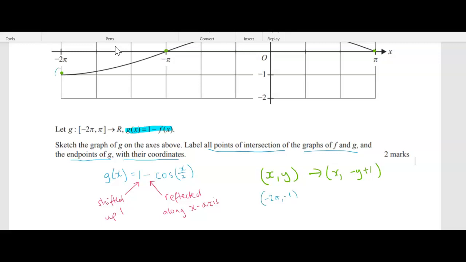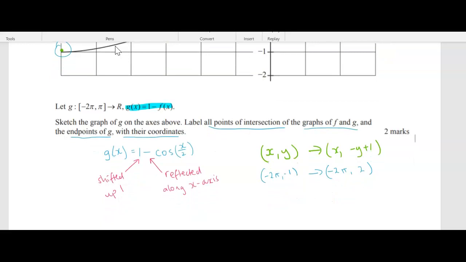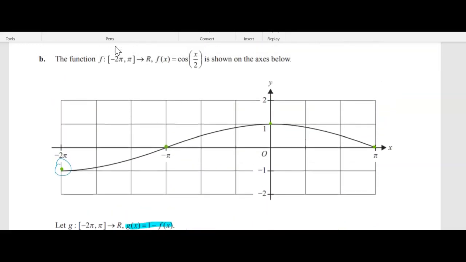All right, so I'm looking at this first point here. So that now becomes, your x stays the same, so it's still going to be negative 2 pi, but the y we multiply by negative 1. So negative 1 times negative 1 is 1, and then we add 1. So this now becomes 2. So negative 1, 1 plus 1 is 2. All right, so let's put that point in. So that point is now here.